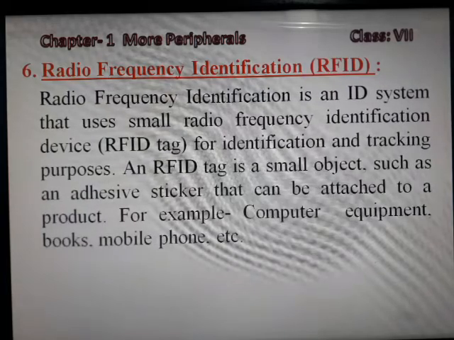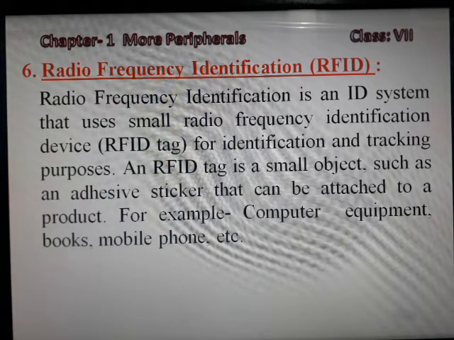Radio frequency identification, RFID. Radio frequency identification is an ID system that uses a small radio frequency identification device, RFID tag, for identification and tracking purposes. An RFID tag is a small object such as an adhesive sticker that can be attached to a product. For example, computer equipment, books, mobile phone, etc.